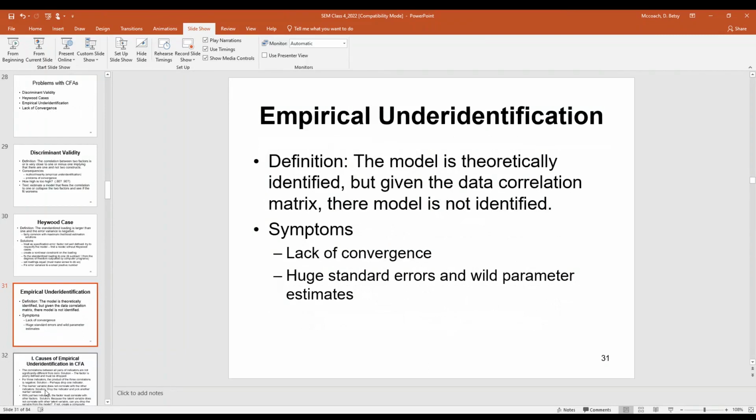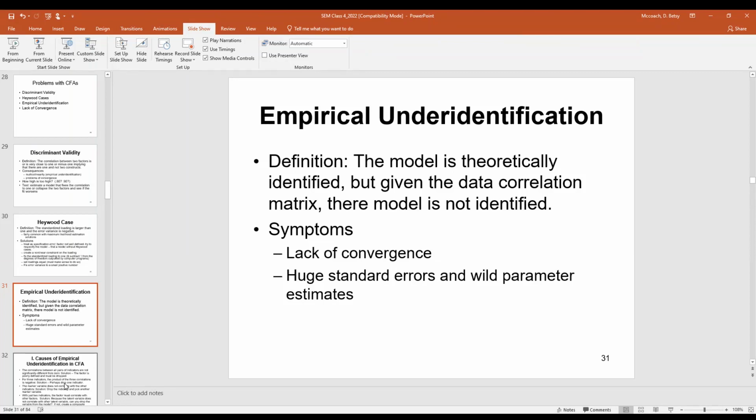And again, there's the case where the model's theoretically identified, but with your variance covariance matrix, the model's not identified. So I gave that example of a 2-factor model with 2 items, where the correlation between the factors is 0. Before you run the model, you wouldn't know the factor correlation is going to be 0, so the model is identified when you're thinking about it, but with the data you have, it's not actually identified with your variance covariance matrix.